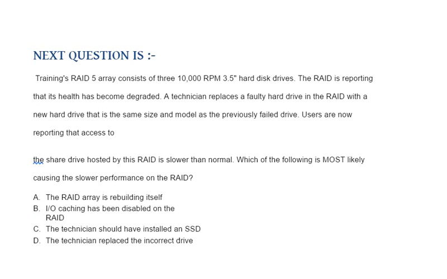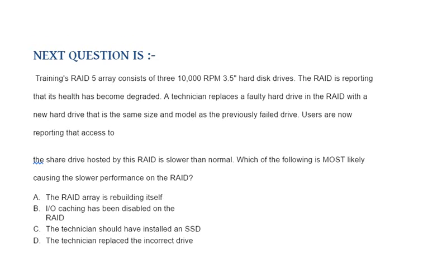Next question is, training's RAID 5 array consists of three 10,000 RPM 3.5-inch hard disk drives. The RAID is reporting that its health has become degraded. A technician replaces a faulty hard drive in the RAID with a new hard drive that is the same size and model as the previously failed drive. Users are now reporting that access to the shared drive hosted by this RAID is slower than normal. Which of the following is most likely causing the slower performance on the RAID?